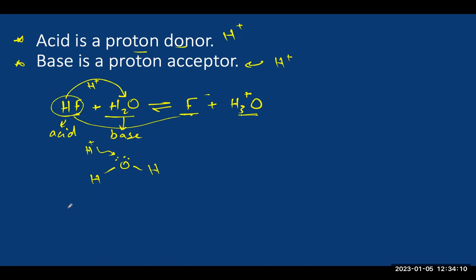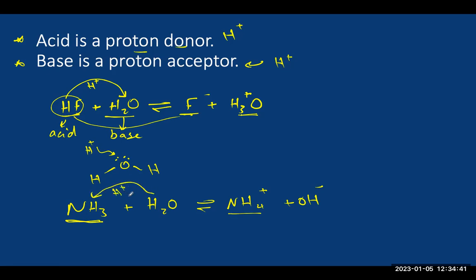Let's see another one. If we have NH3 plus H2O, the equation will be completely like that: NH4 plus and OH minus. Here, as we see, NH3 converted to NH4. It means the hydrogen count increased. It was 3 before the reaction, and after the reaction, now it's 4. It means NH3 gained a proton, or H plus, and it gained it from H2O. So H2O here will lose the hydrogen.